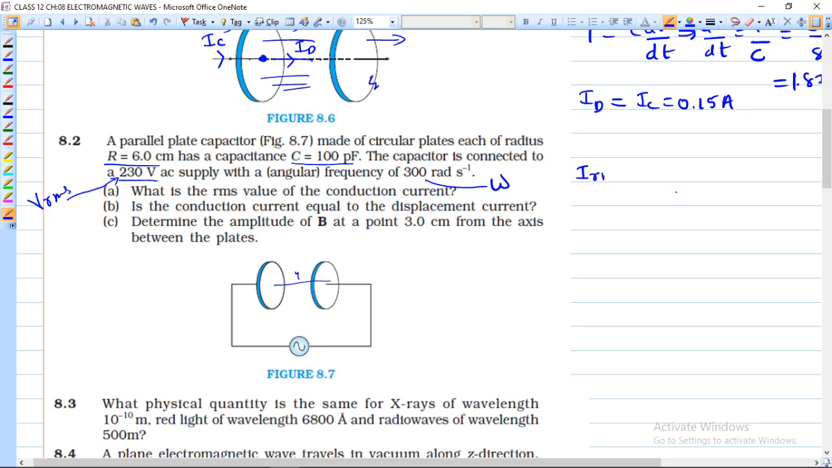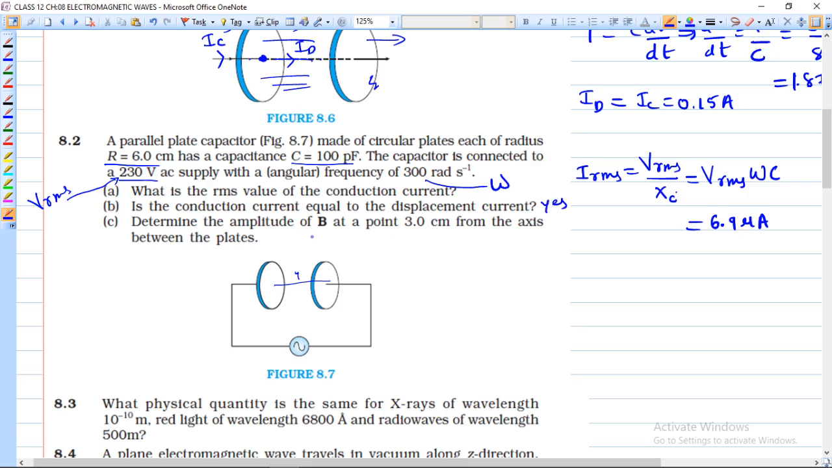Now let me tell you, Irms equals Vrms upon XC. We have discussed that in AC, and XC is 1 upon omega C. So what you can say? Vrms into omega into C. See, you have Vrms 230 volt, omega 300 radian per second, and capacitance 100 picofarad. If you put all these values, you will get the answer 6.9 microampere. Now, is the conduction current equal to the displacement current? Yes, we have proved it.